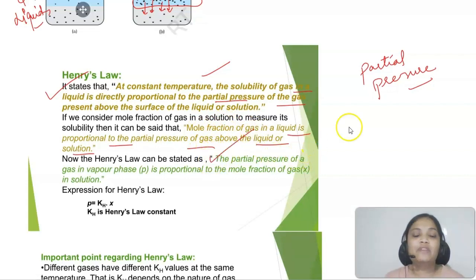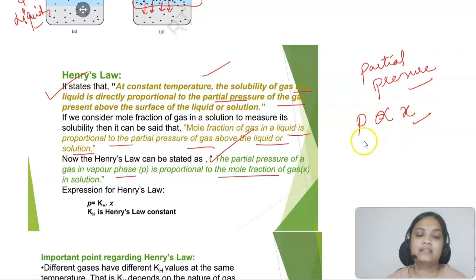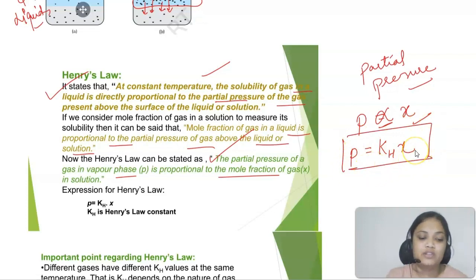So in that way we can say Henry's law is that partial pressure of the gas in vapor phase is proportional to mole fraction of the gas. The partial pressure, it is denoted by P, is proportional to mole fraction, which is X. Now if we remove this proportionality sign it will be KH into X. Now what is this KH? KH is your Henry constant.